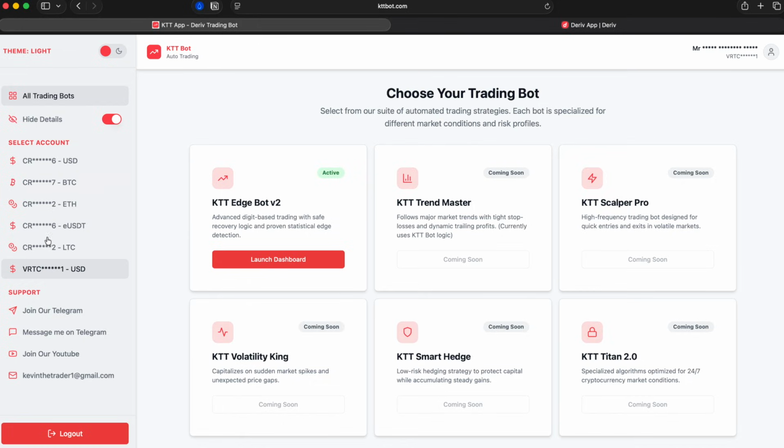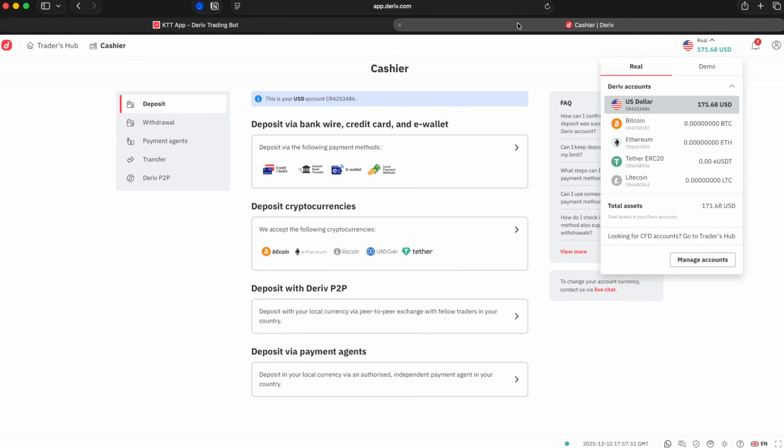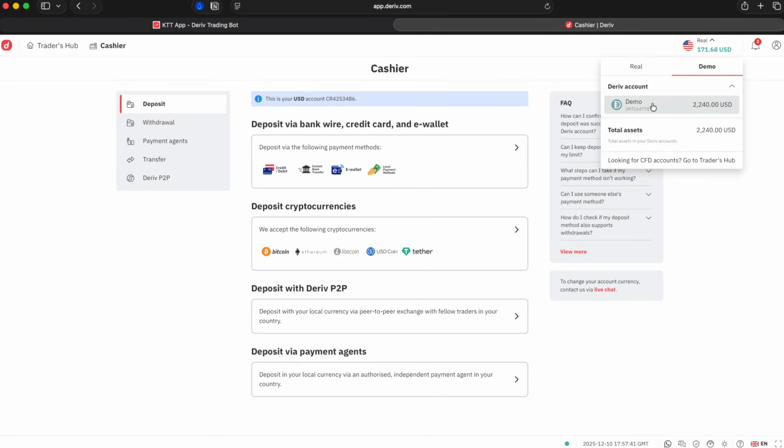I have hidden my details here, and also hidden the full names here, like Mr. Dash and Dash and Dash. So this is my full name here. If I unhide, then you see my full details here, and you'll also see my full account numbers here. They are 6 here because when I go to my real account on my Deriv dashboard, you see I have 1, 2, 3, 4, 5, and the demo account makes it 6.